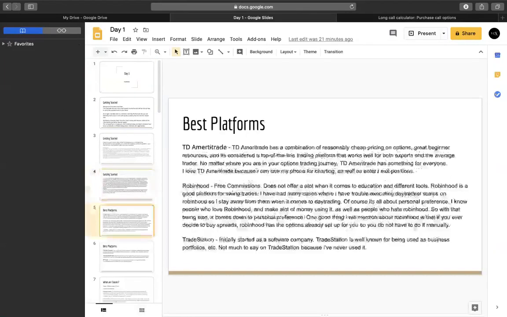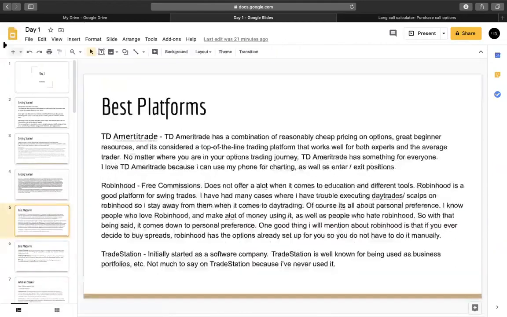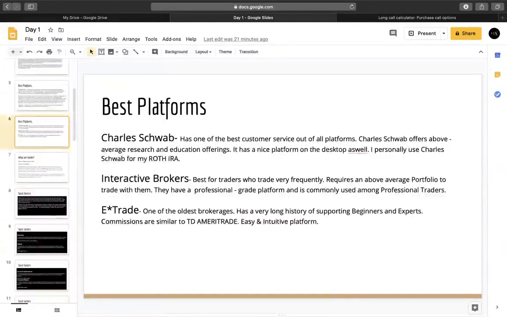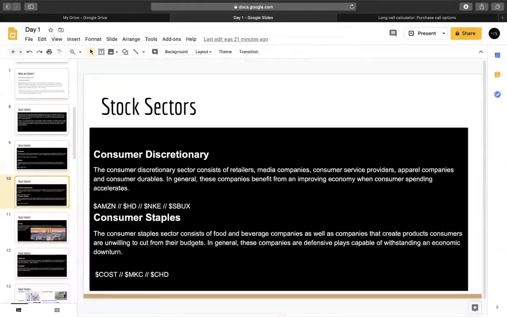Now, going back, consumer staples. The consumer staples sector consists of food and beverage companies. While I say this, I want you guys to throw out different names in terms of consumer staples. These are companies that create products consumers are unwilling to cut from their budgets. So what does that mean? Essential. These are essential businesses.